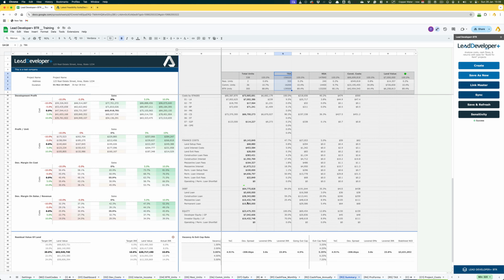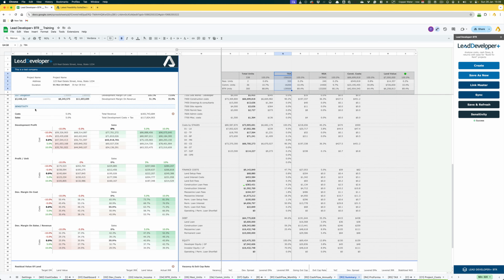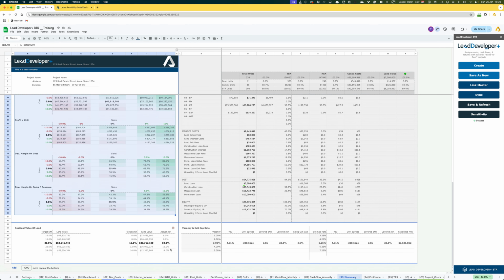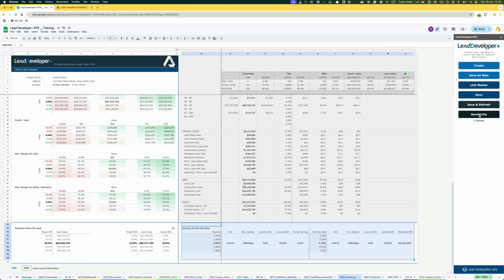Now in the next two videos, I'll explain what sensitivity does here and why we have a different sensitivity action here and another sensitivity button.